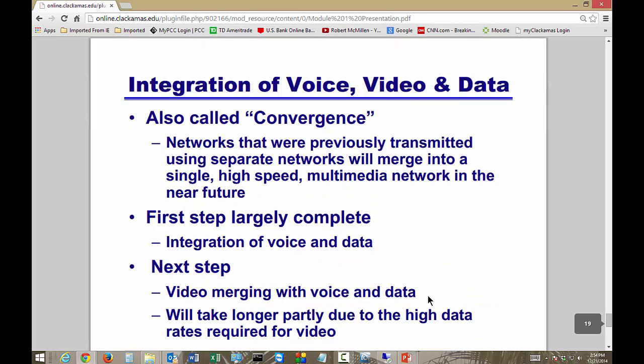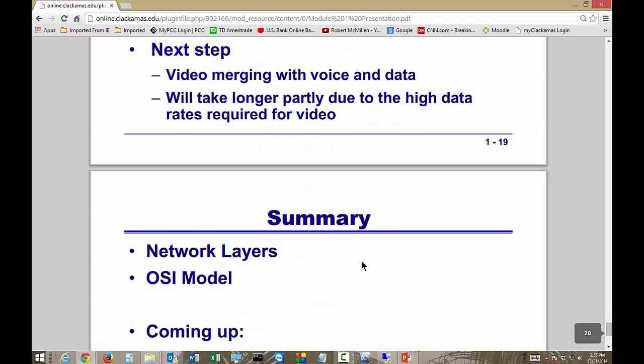Integration of voice, video, and data, also called convergence. You're going to see this a lot over the years because we used to have everything separate from each other, such as internet data was separate from phones, and that was separate from alarm systems, and that was separate from other things. Now, convergence sort of makes all these different technologies work together using TCP/IP. So we're going to see a lot more of that in the future.